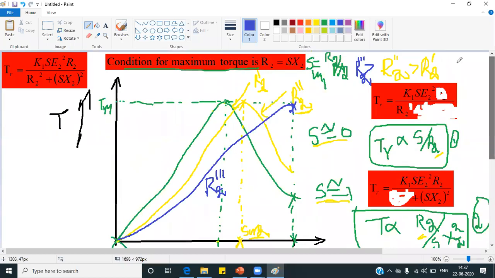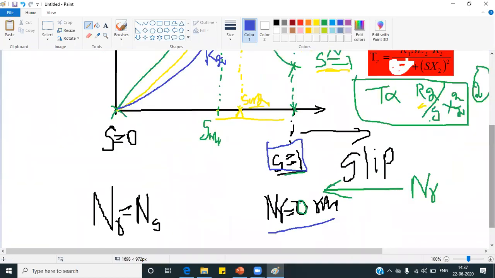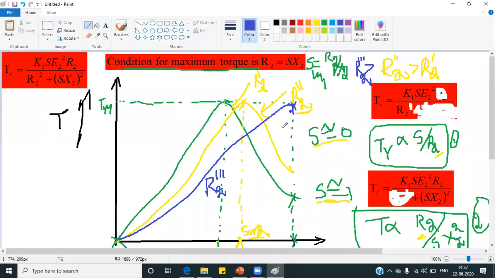When slip is equal to 1, what is the rotor speed? We have written here, rotor speed is 0. So that means at the starting itself, if you want a very high starting torque, you have to keep a very high value of rotor resistance, that is R2 triple dash. R2 triple dash is greater than R2 double dash and R2 dash. This is the torque slip characteristics of a three-phase induction motor.